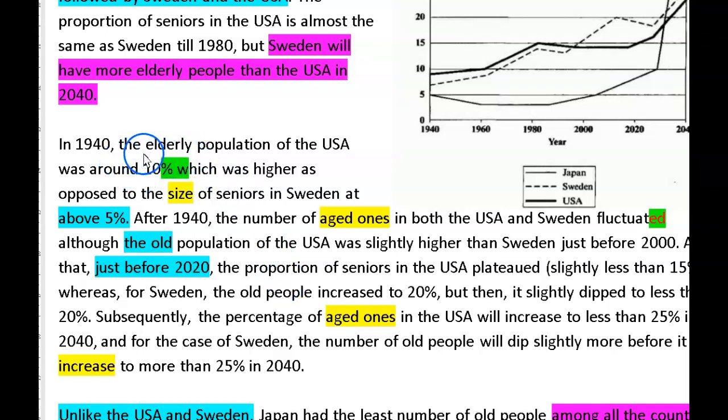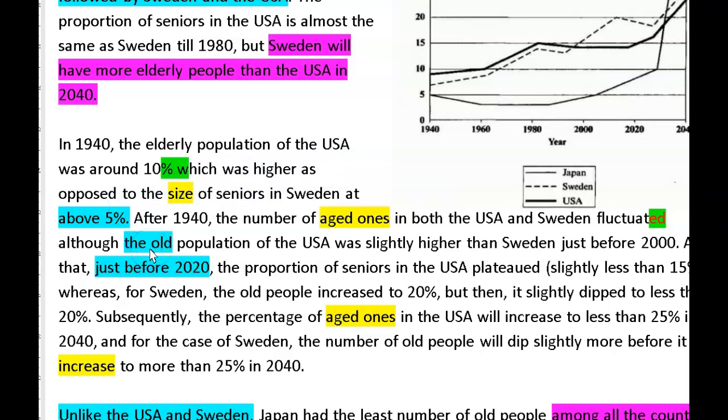Okay, was around 10%. Well, no, just under 10%. Say 9%. I need a comma in there, which was higher as opposed to the size of seniors. Oh, the size of them. The Swedish people are pretty big. That's true, but it's not the size of the seniors. It's the size of the number. In Sweden, at above 5%. What? Sweden is quite clearly about 7%, so it's not above 5%. And it's very awkward, that wording.